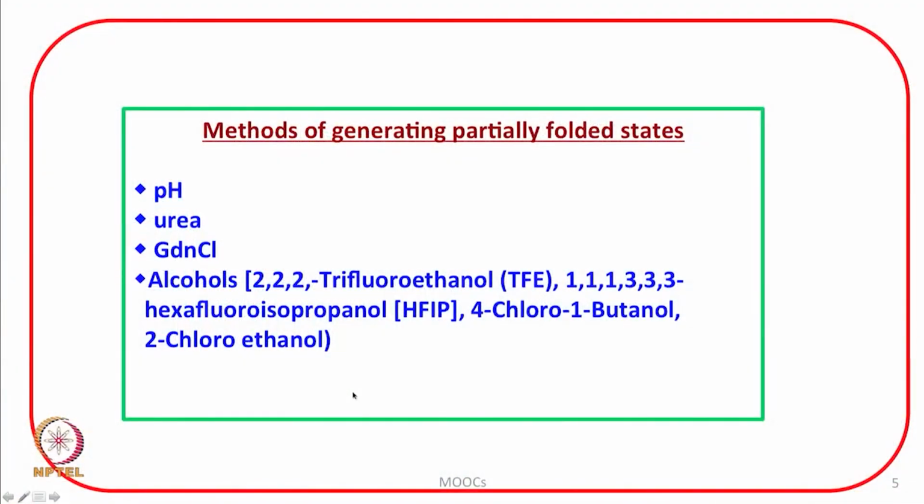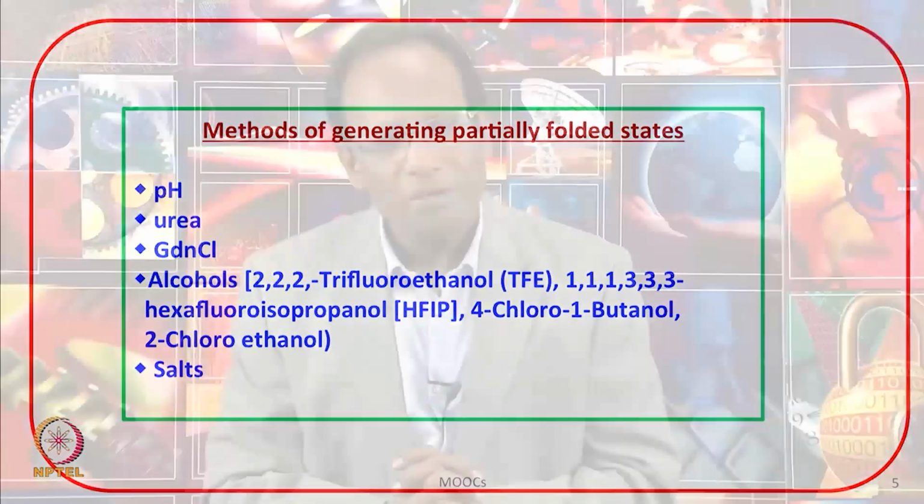And let us again go back to the slide. The other alcohols which have been used to generate the molten globule like structure are 4-chlorobutanol and 2-chloroethanol. The next category can be salts. Let me discuss how salts can be used to generate the partially folded state or molten globule like state in a protein.